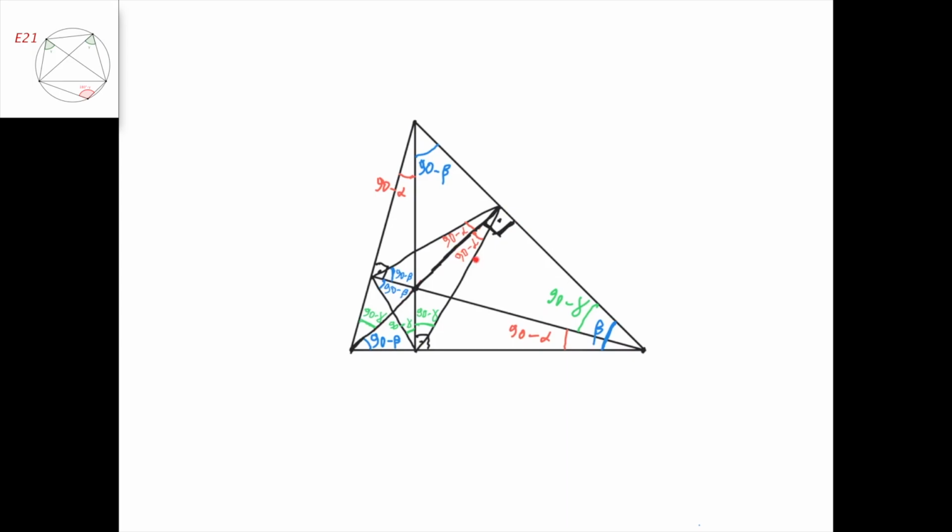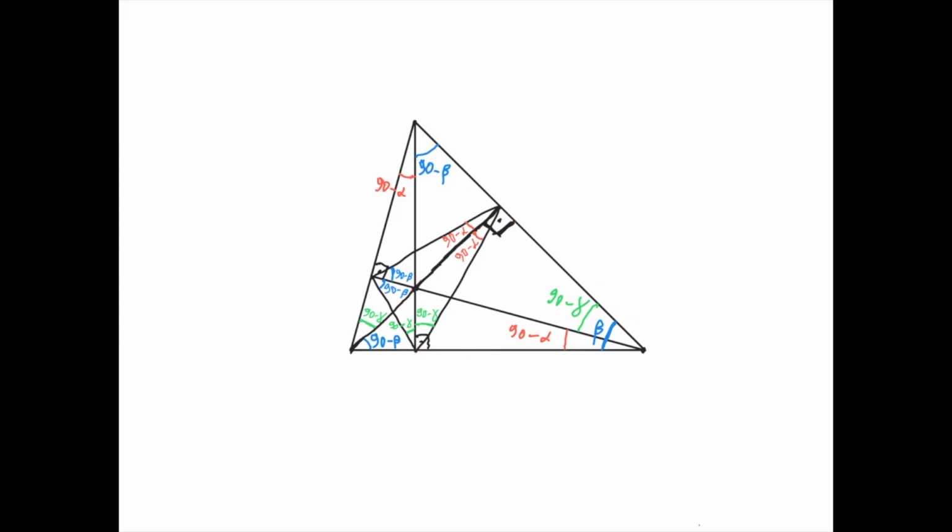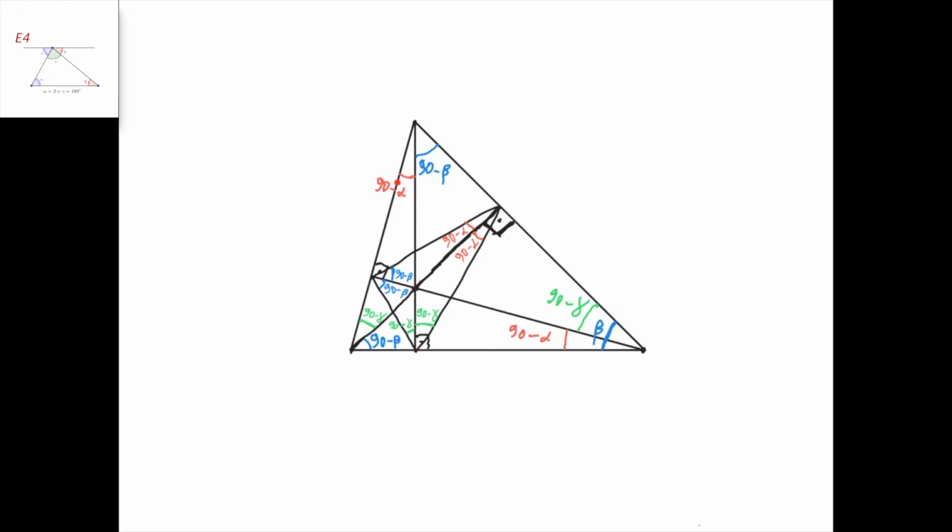These angles here are 90 degrees minus alpha because of the cyclic quadrilaterals here and here. And these angles here are 90 degrees minus gamma because of the cyclic quadrilaterals here and here. And these angles are of course 90 minus alpha, assuming that this is alpha. And these angles are 90 minus gamma, again assuming that this angle here is gamma.